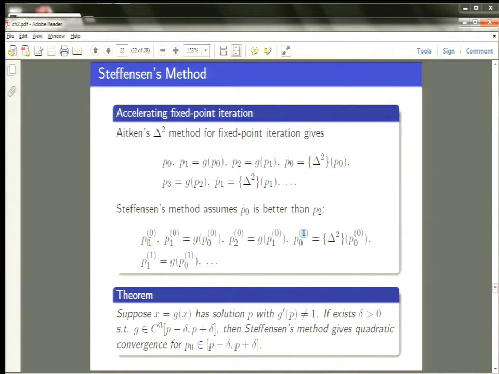And the method is very simple. It really says start with a P0. Compute 2 steps of fixed point, do an Aitken. Okay, this we now call our new P0, and you keep on going. So that's what the notation means.